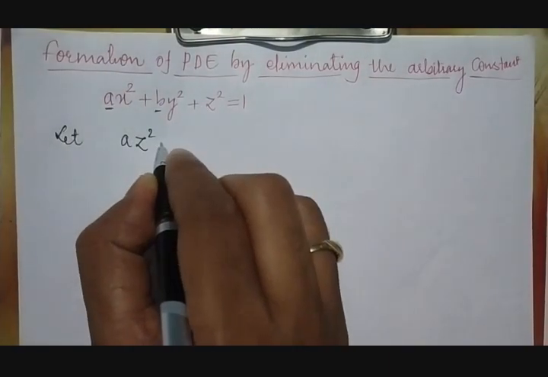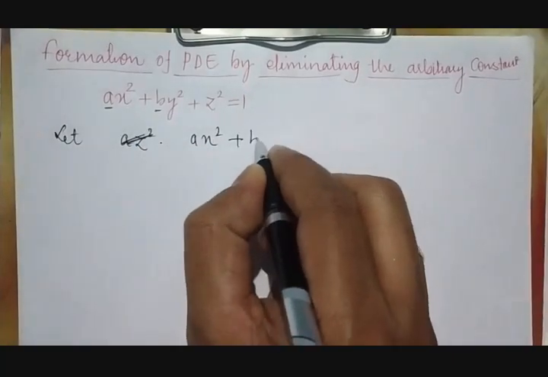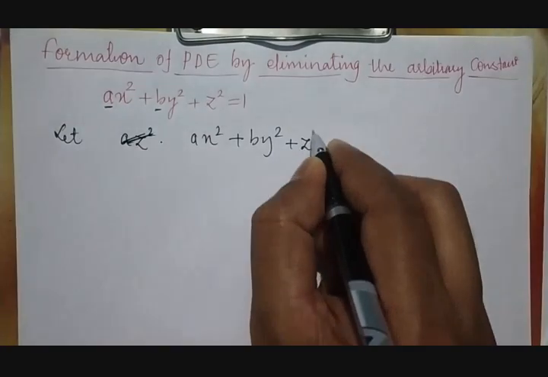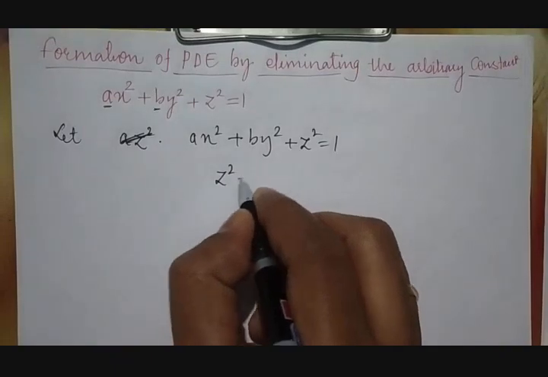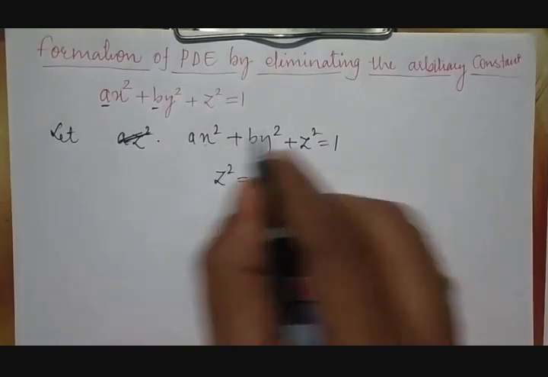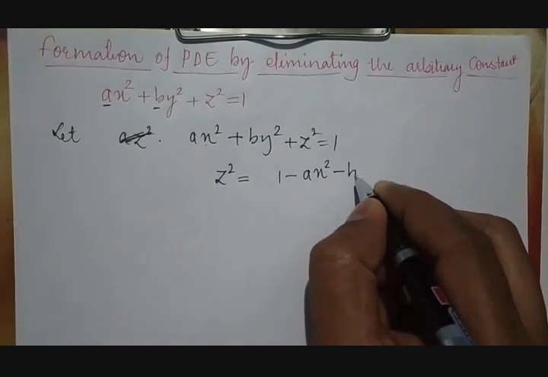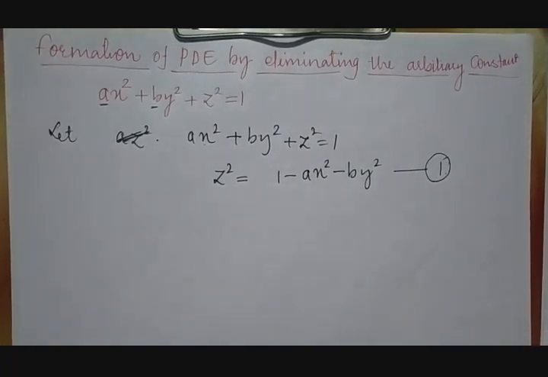ax square plus by square plus z square is equal to 1. So we'll make it z square is equal to 1 minus ax square minus by square, taking all these terms to the other side. It will be called equation number 1.